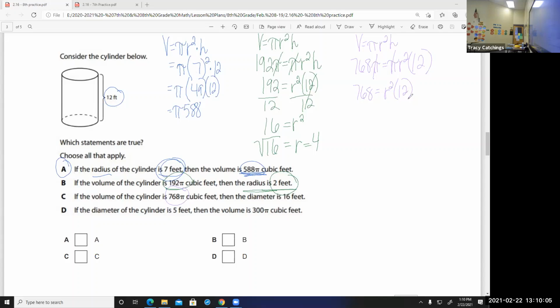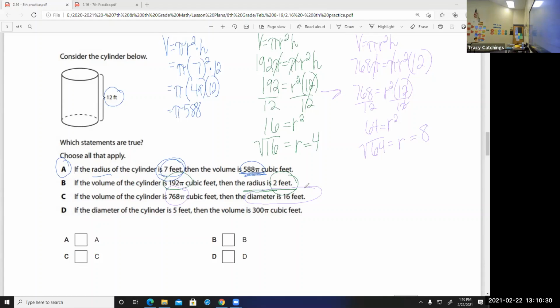Another indication of multiplication. But you can write it however you see fit so that you can remind yourself you multiply. All right, so we're gonna repeat that same step from over here. Divide both sides by 12. We get 64. What's the square root of it? 8. All right, but they told us the diameter would be 16.